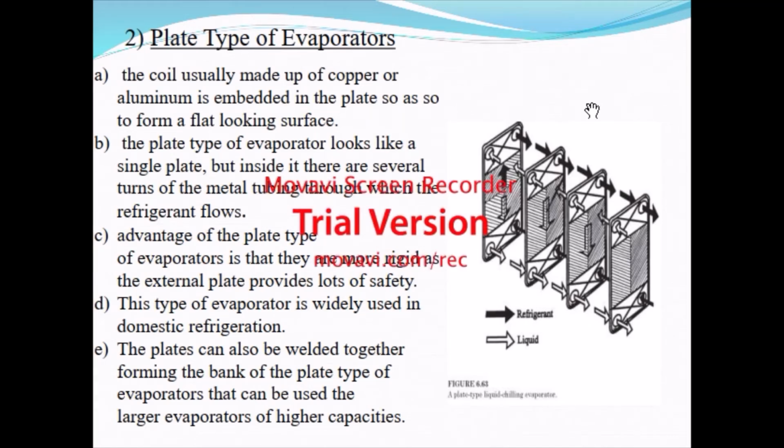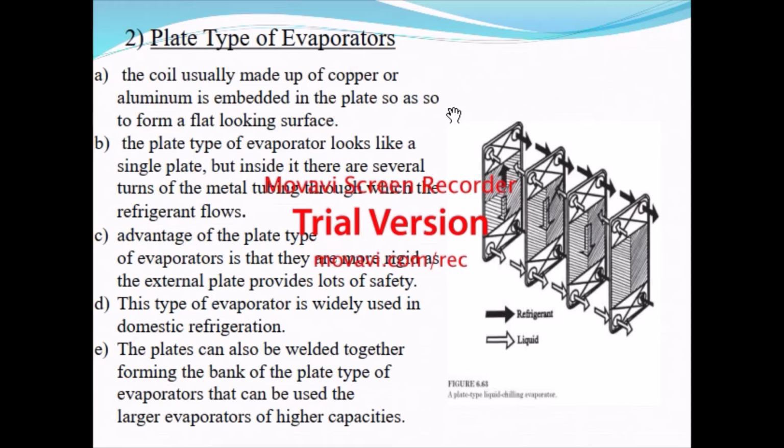Then the plate type of evaporator looks like a single plate, but inside it there are several turns of metal tubing through which the refrigerant flows. An advantage of the plate type of evaporator is that it is more rigid, as the external plate provides lots of safety. This type of evaporator is widely used in domestic refrigeration. The plates can also be welded together, forming a bank of plates, so it can be used as a larger evaporator of higher capacity.